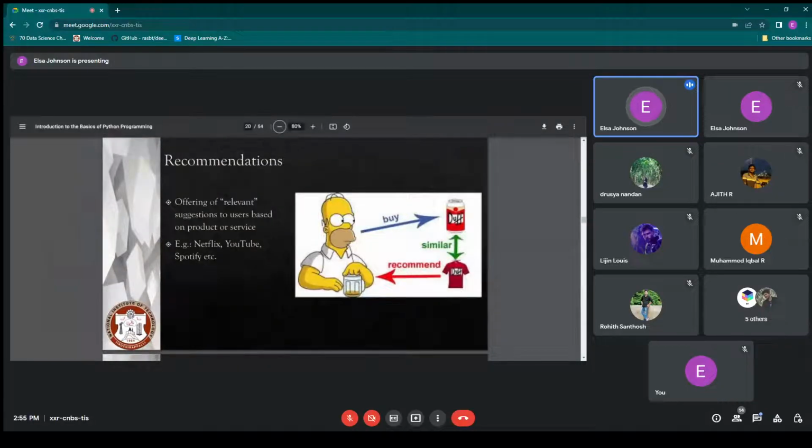Next one is recommendation. You know this very well. So this is how you can see different recommendations of movies in Netflix, Prime Video, YouTube, Spotify, etc. Okay, so the offering of relevant suggestions to users based on the product or service. Okay.